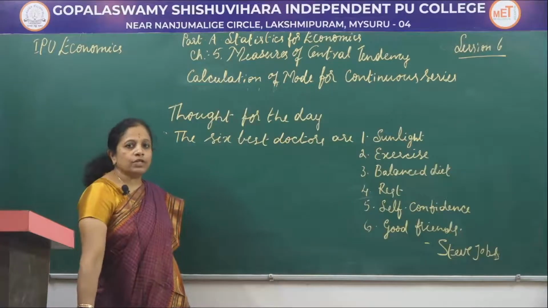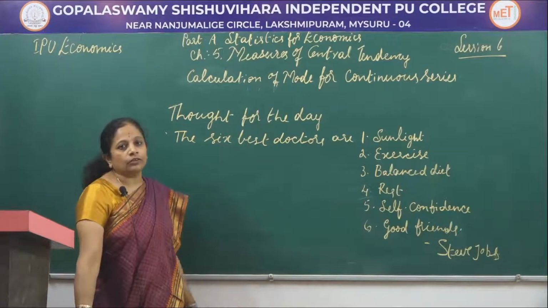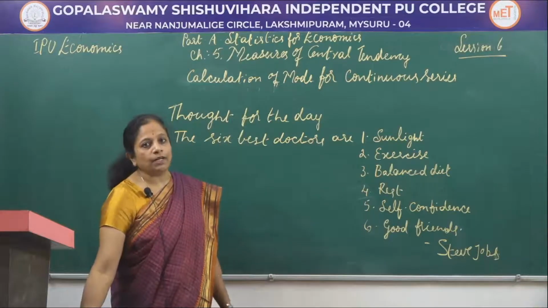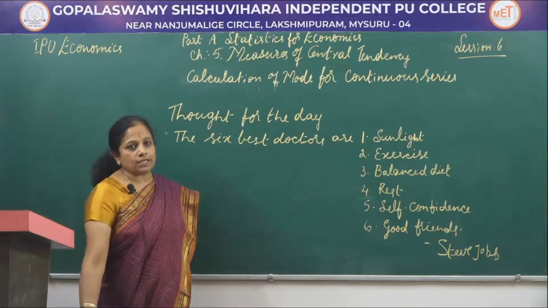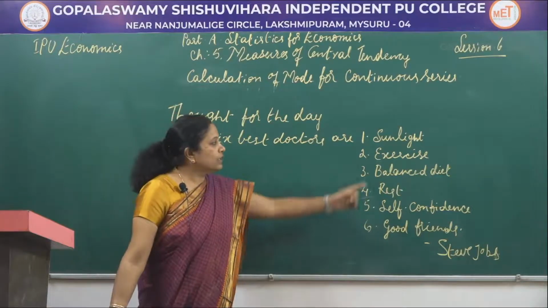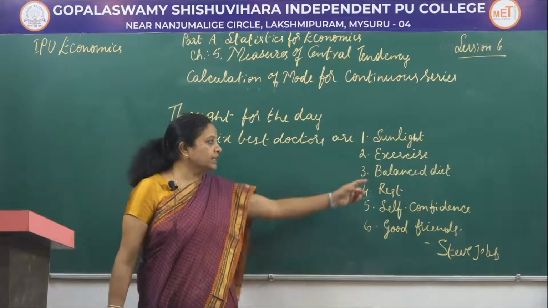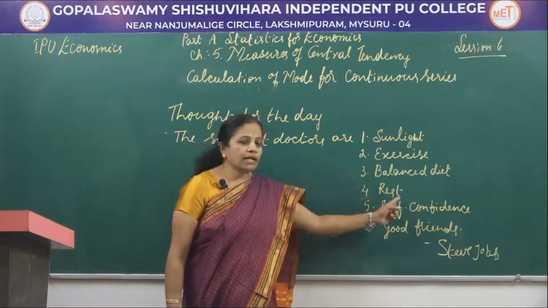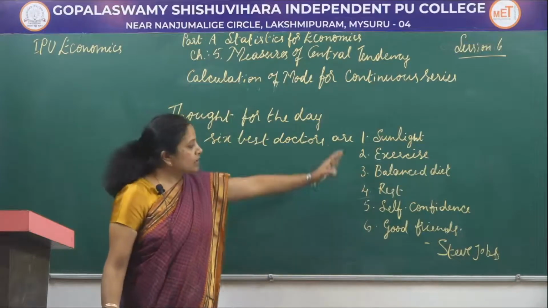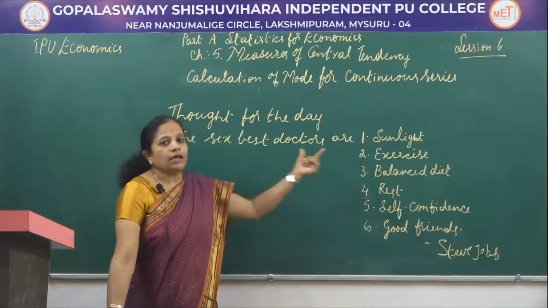I wish to end today's session with a thought for the day, and I have selected today the thought of Steve Jobs, who was the owner of Apple company. Steve Jobs once said that the 6 best doctors of our life are: the first one is sunlight, second is exercise, then balanced diet, then rest, and self-confidence and good friends. So, these are the 6 best doctors for everyone in their life. Let us see one by one.